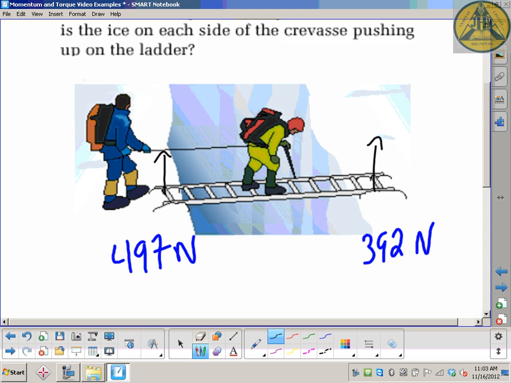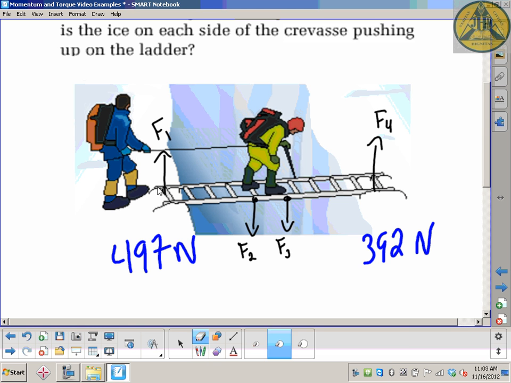There's a force of gravity from the center of mass of the ladder, and there's a force of gravity from the hiker walking across. So 4 forces in play, and I'm just going to label them from left to right: F1, F2, F3, F4. Make my F3 a little clearer. Okay, not that much clearer, but you get the idea.